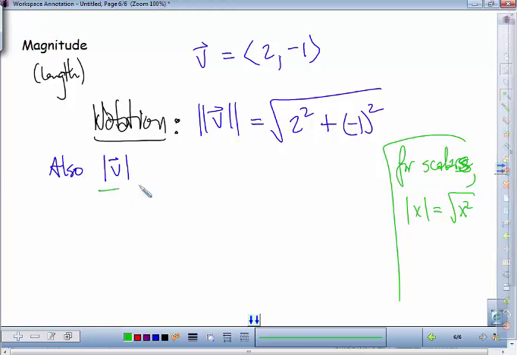So sometimes they use this idea of an absolute value for the magnitude because it means the same thing for scalars and for vectors. So sometimes if I forget the double bar, I'm excused. The magnitude of this particular vector looks like it's going to be square root of 5.